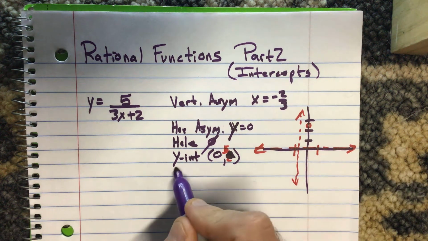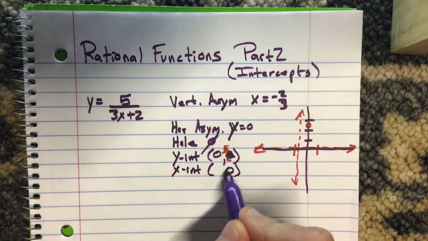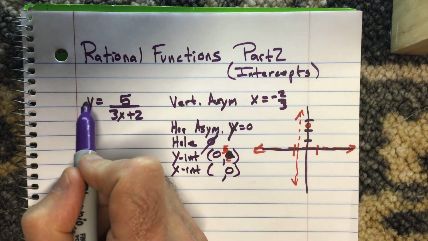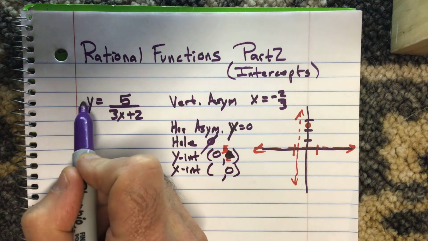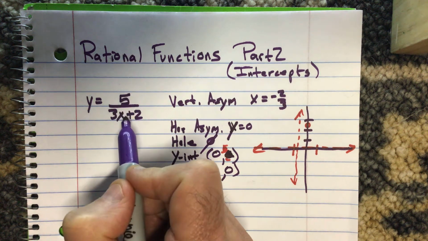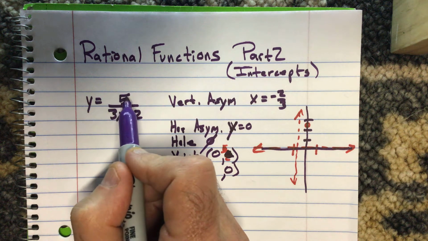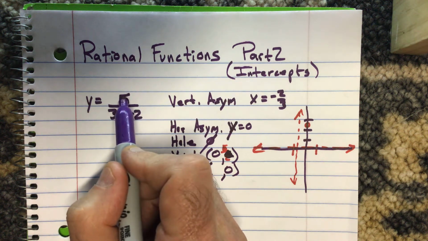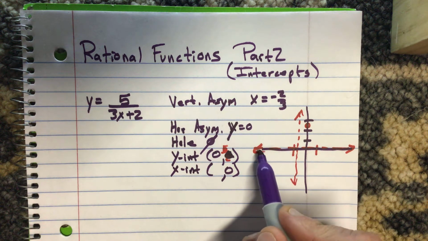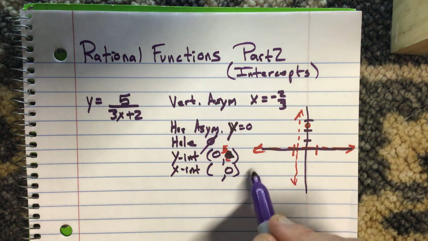And then x-intercepts occur when y equals 0. And so you want to set y equal to 0. The only way y can ever equal 0 is if the numerator of this fraction equals 0, because 0 divided by anything equals 0. And this will never be 0 because there's no variable here. This is a constant. So that means that there is no x-intercept, which makes sense because you have this horizontal asymptote here. So there is no x-intercept.